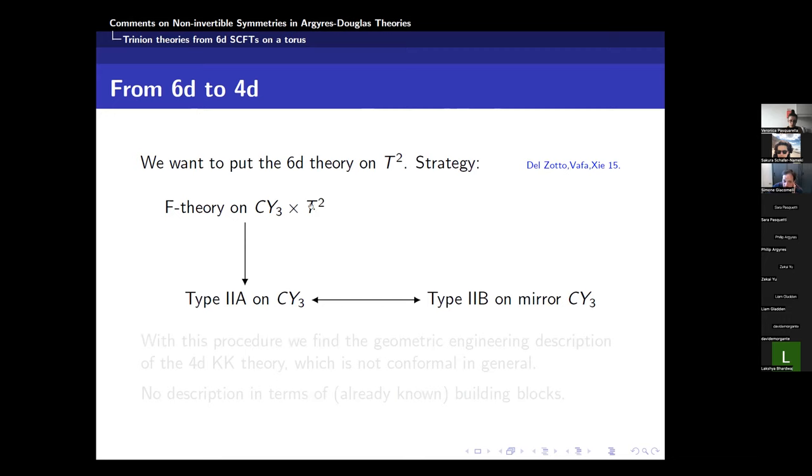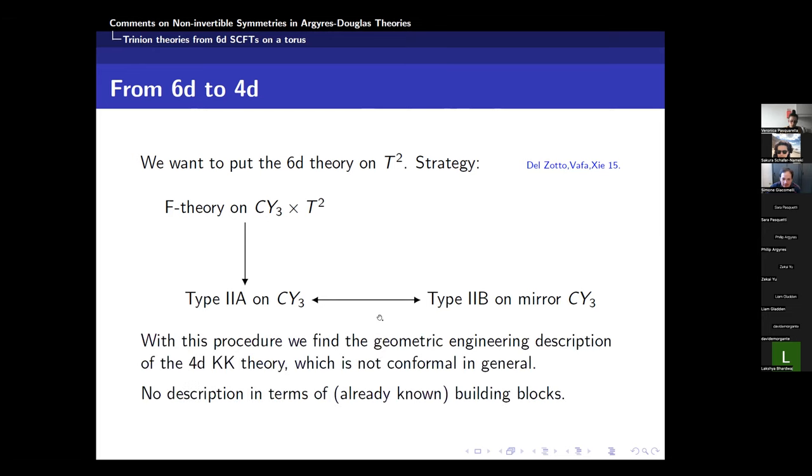We put our 6D theory on T^2. F-theory on any threefold times T^2 is by definition equivalent to type IIA on the same Calabi-Yau. And then, in order to make contact with the type IIB construction, which is the most relevant for the trinion models we are looking for, we have to construct the mirror Calabi-Yau. Once we do this, the mirror geometry will describe the Kaluza-Klein theory we get upon double dimensional reduction of the 6D theory.